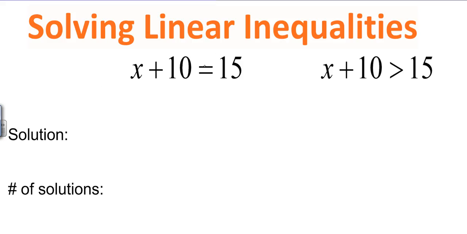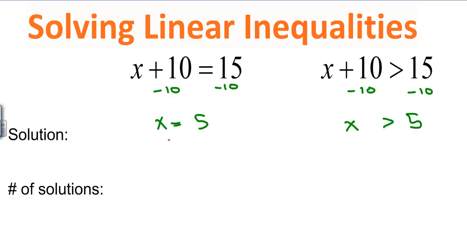Let's look how that translates to solving. You've solved this for a couple of years now. You would subtract 10 from both sides, and you would get x equals 5. That's your solution. It has one number that makes it true. 5 plus 10 equals 15. But over here, I got x plus 10 is greater than 15. Very similar. I subtract 10 on both sides, only now I get x is greater than 5.